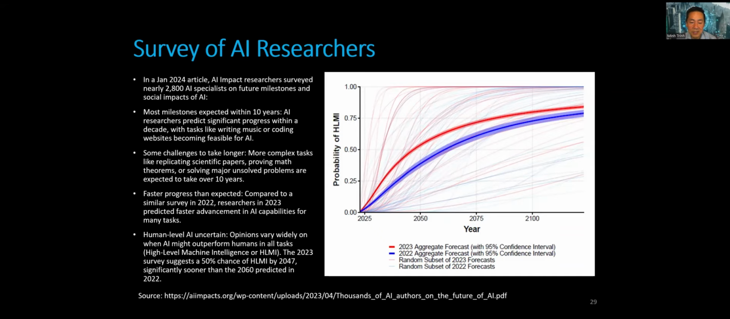But what is interesting? In the graph, you see that we talk about HLMI, high-level machine intelligence, right? That is when AI might outperform humans in all tasks. Could we say that's the notion of AGI or superhuman AGI. They think there'll be a 50% chance of HLMI by 2047, so 20 years from now, right? Before, the forecast done in 2022 was for 2060. So from 2060, we moved to 2047. Next year, we can just extrapolate. Maybe they'll say it is 2037. I wouldn't be surprised.